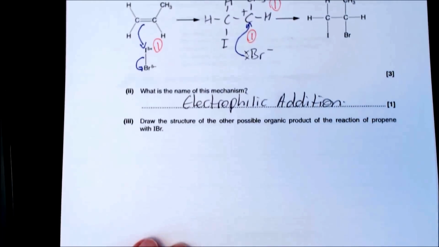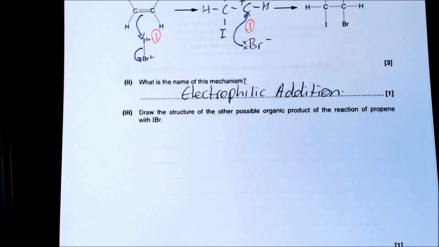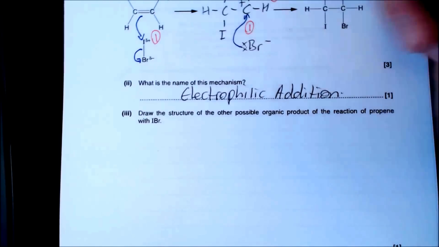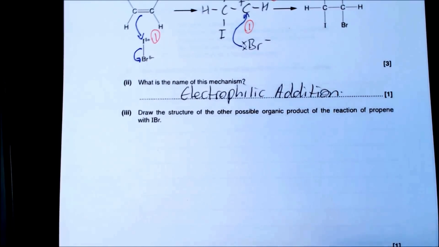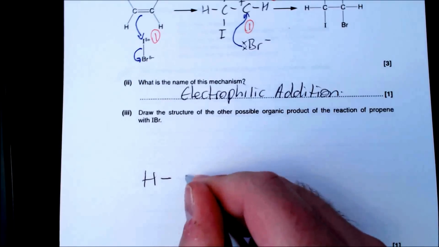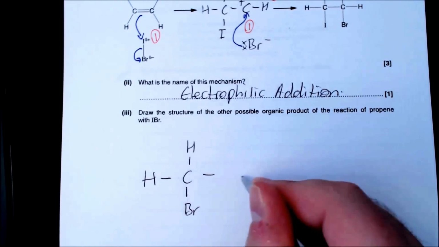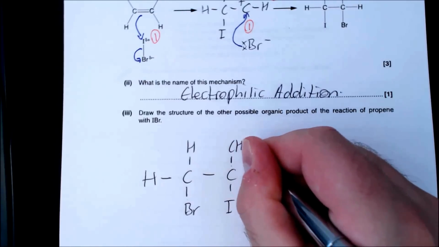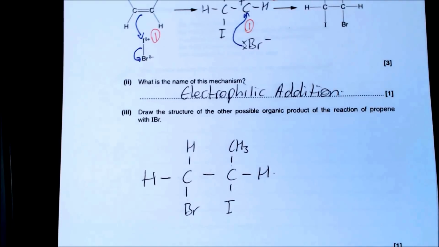Okay, and then it finally goes on to say, draw the structure of the other possible organic product of the reaction of propene with IBr. So the other product, here's our alkene, which is here, and the other product is going to be where the bromine is going to be here and the iodine is going to be there. So it's basically just swapped over. So we've got hydrogen, we've got bromine, iodine, CH3, and hydrogen. Okay, and so there's your product. So you can see it's just back to front from there.